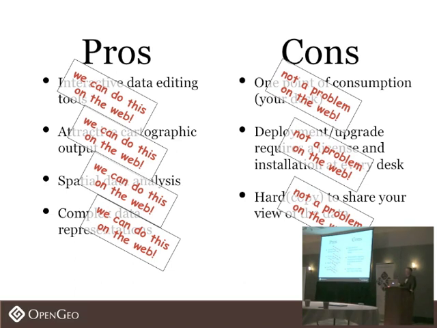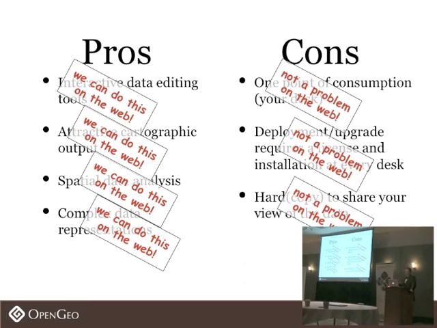And when you're on the web, all the cons of the desktop disappear. The one point of consumption is not a problem on the web. Deployment and upgrade, just upgrade your server. No deployment problems. Hard copies are not a problem on the web. You just ship around a URL, like Mike Byrne talked about yesterday.